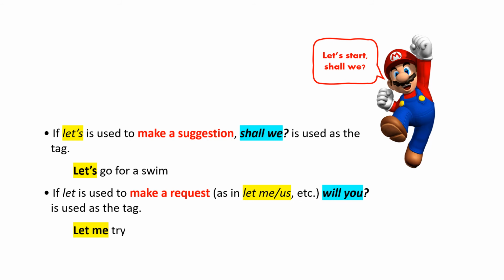Other than giving orders or requesting with imperatives, we can also make suggestions and make a request. So how can we add question tags when we make suggestions or make requests? If let's is used to make a suggestion, we use shall we as the question tag. For example, let's go for a swim, shall we? If let is used to make a request, as in let me do something or let us do something, you will add the question tag will you. For example, let me try, will you?